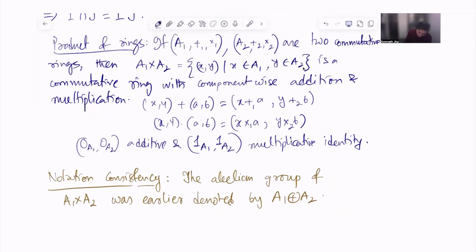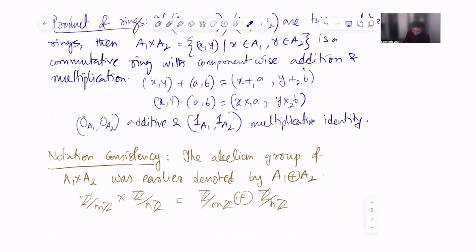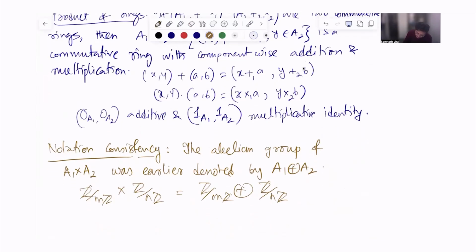But anyway, if I set this notation, then by our notation, just for convenience, Z mod mZ cross Z mod mZ is the same as Z mod mZ direct sum Z mod mZ, as abelian groups. So if you see this, don't get confused. Different books use different notations. For all practical purposes, you can remember this.